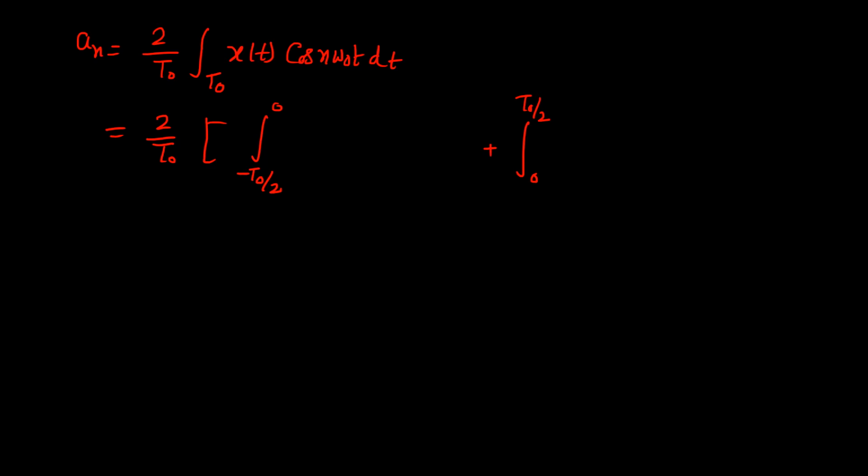So here, in the first one I will replace t by minus tau, then it will be x of minus tau. This is cos of n omega naught minus tau, and cos of minus theta is cos theta. So it will remain cos of n omega naught tau. Remember, cos of minus theta is the same as cos theta. That's how we write this. And dt is minus d tau. And the second one I'll keep as it is: x of t cos n omega naught t dt.